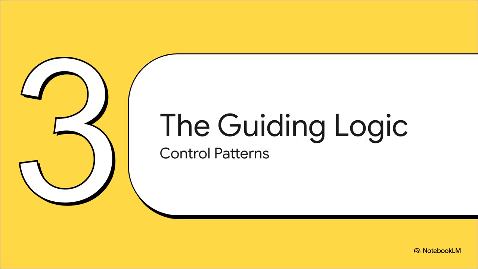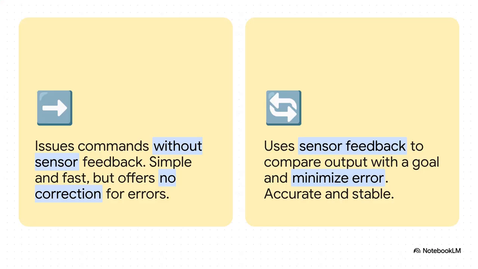Okay, on to part three, the guiding logic. This is where we give our system its intelligence. We've got the body, we've got the language, now we need the brain's control patterns. At the highest level, there are two fundamental patterns here: open loop and closed loop control. An open loop system is kind of like throwing a ball. You issue a command, and then you just hope for the best. There's no feedback. It's simple, and it's fast.